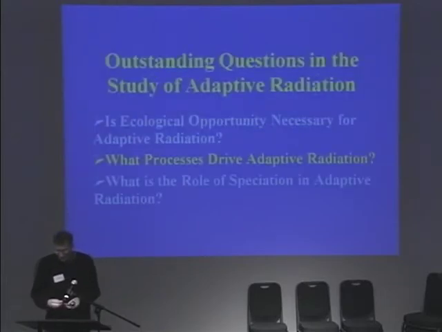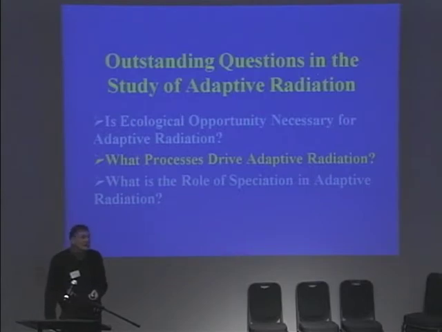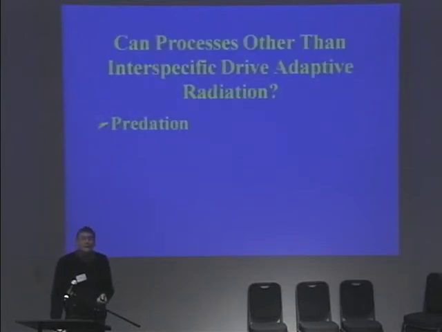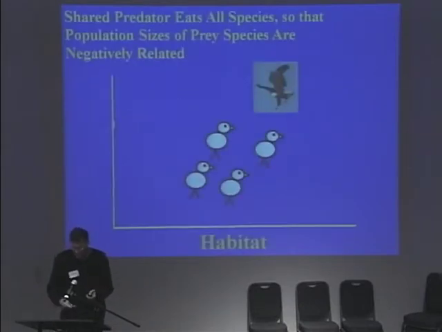Okay, in my last few minutes, I'm going to quickly talk about two other topics. First, are there other processes besides interspecific competition that could drive adaptive radiation? And perhaps the most likely is predation. Consider again my cartoon. Consider we have these four species that occur in the same place, but suppose they share a predator that eats all of them.